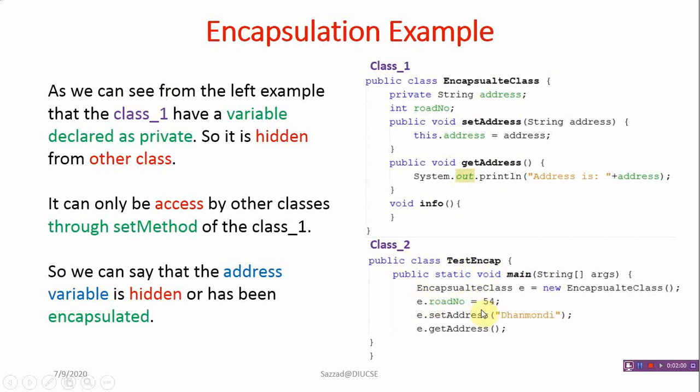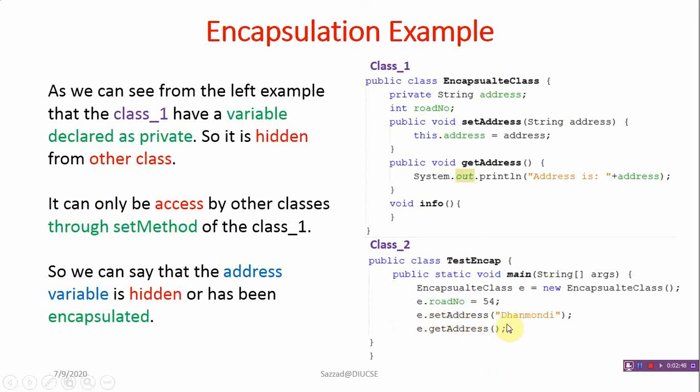But there is a way that we can access the attribute from this class, and this is called the setter and getter method. If we define setter and getter methods in the encapsulation class, then another class can access this attribute with the help of the setter and getter methods. As we can see, there is a set address method and also a get address method. Now the row number, which is declared as default, class 2 can access, but this class cannot directly access the address attribute. It can only be accessed through the setter and getter methods.